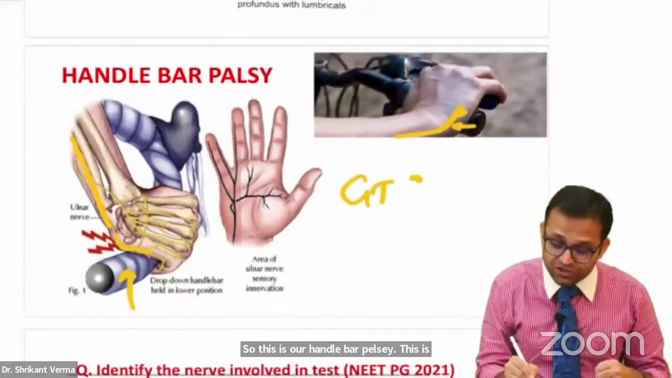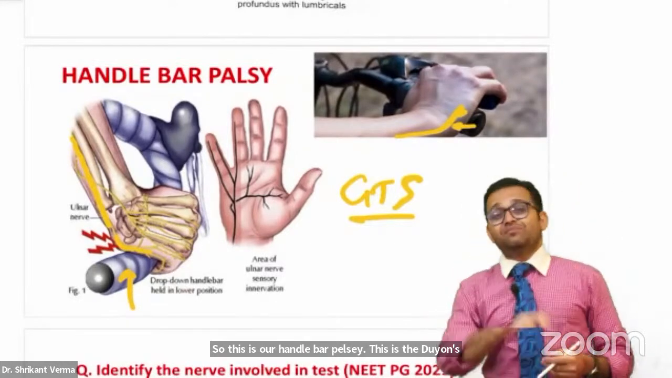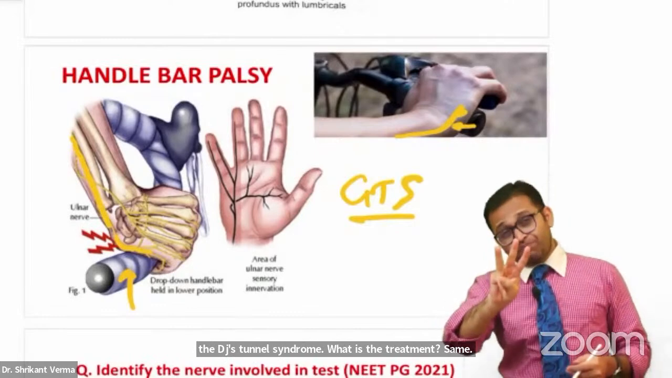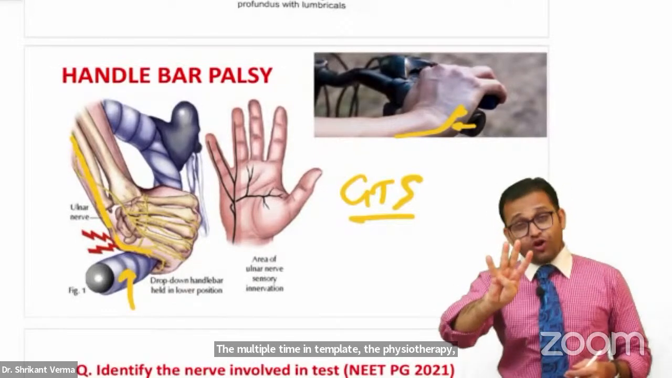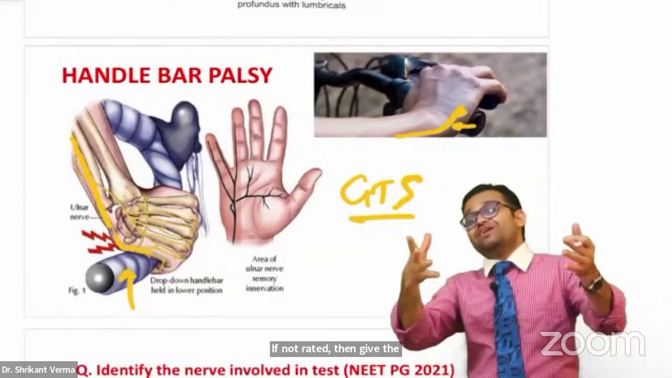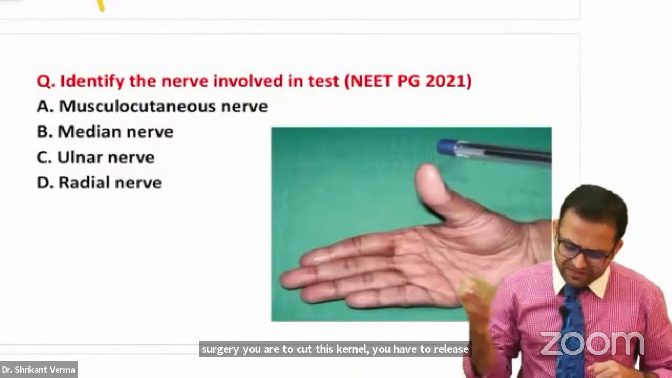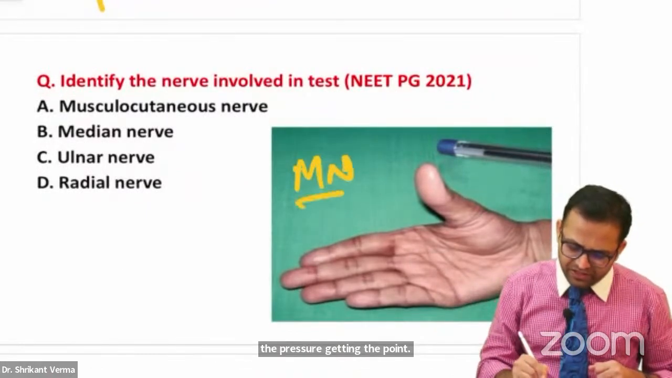This is Guyon's tunnel syndrome. What is the treatment? Same: multivitamin tablet, physiotherapy, then give a painkiller. If not treated, then give a steroid. If not treated, then surgery. You have to cut this tunnel and release the pressure. Getting the point? Now, identify the nerve involved. I told you this is the median nerve. This is a repeat.